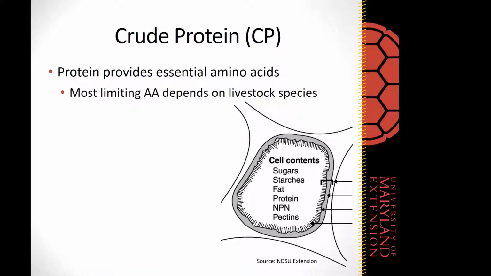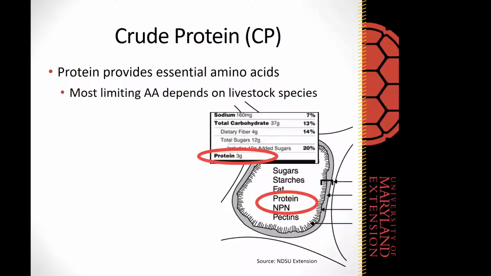The next component, which is also inside the cell primarily, is protein. So protein provides, of course, those essential amino acids. So remember that livestock don't have a protein requirement, they actually have an amino acid requirement. And which amino acids are most limiting will really depend on our livestock species. They've done a lot of research and figured out which amino acids are usually most limiting for our different livestock species. So again, it's usually inside of that cell, and for human nutrition, we can most closely relate this to the protein that we see on our food labels.